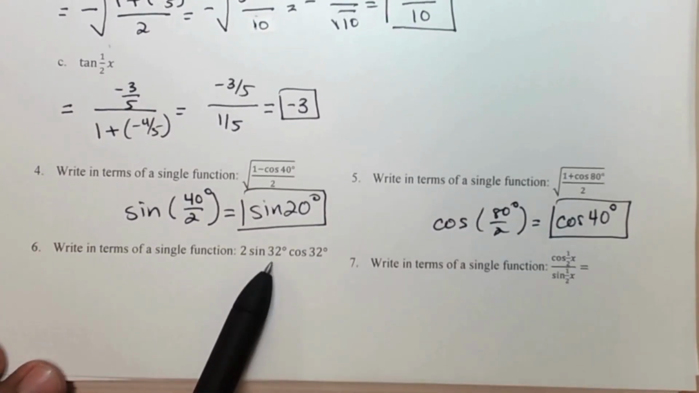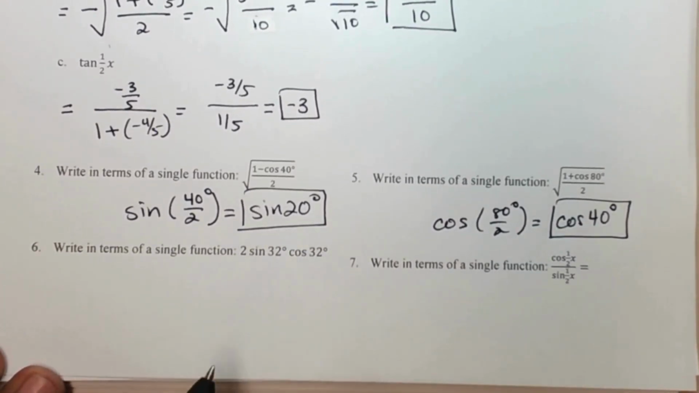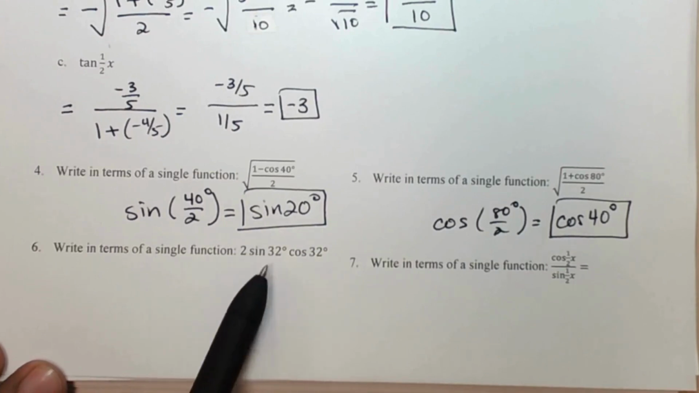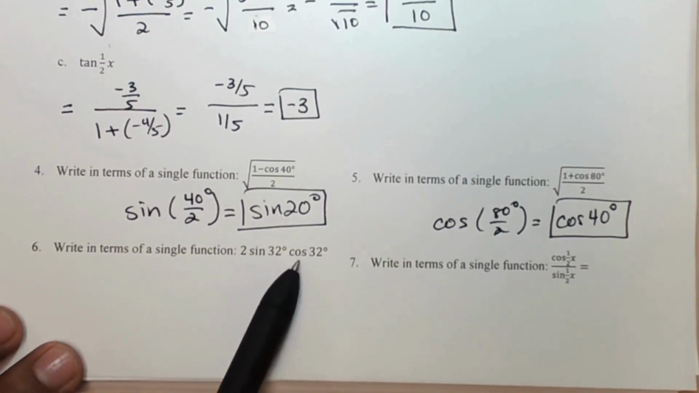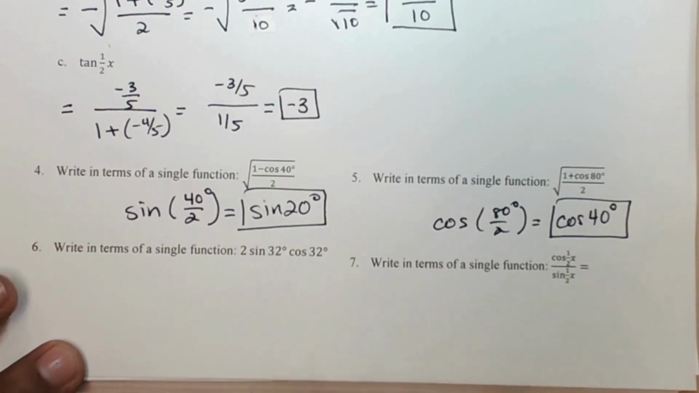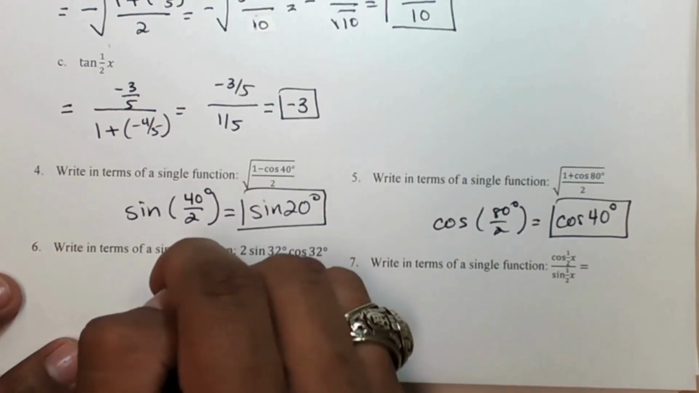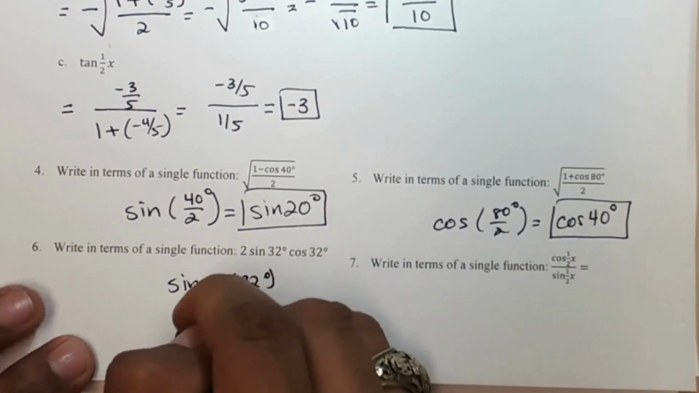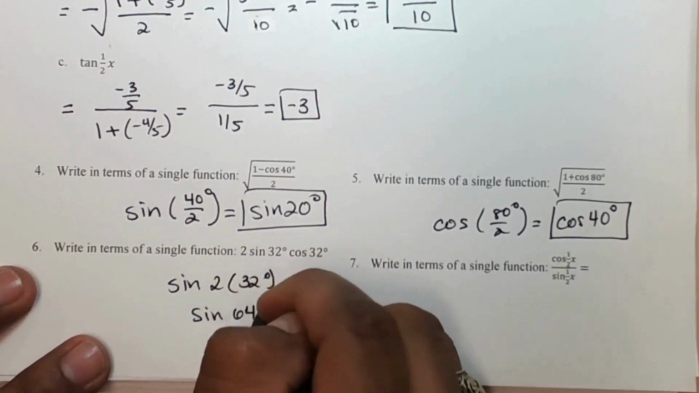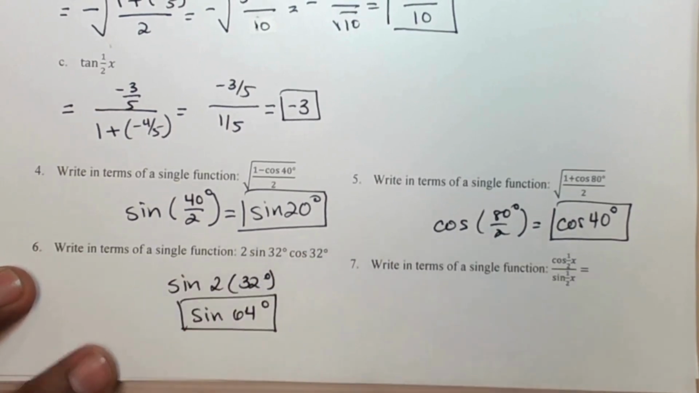Wait, this isn't one of those identities. Does this look a little familiar? It should. This is the double angle identity for sine. So 2 sine 32 cosine 32 condenses to sine of 2 times 32 degrees. So you end up getting sine of 64, which is not on the unit circle, so we can just stop there.